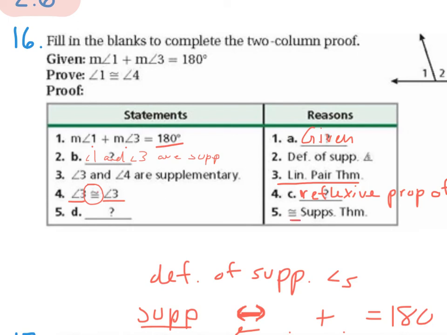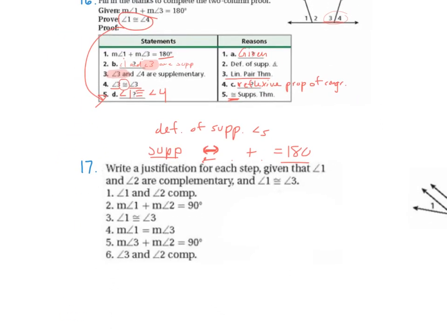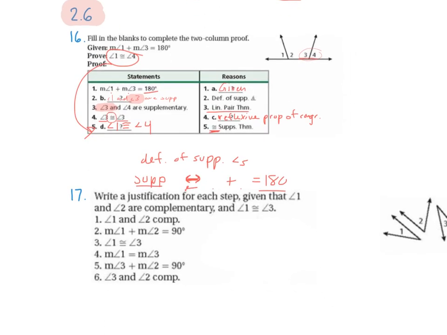And now because of the congruent supplements theorem, we know that if two angles are supplements to the same angle, so two angles meaning 1 and 4 are both supplements to angle 3, because we know angle 3 is equal to angle 3, therefore they are equal to each other. So we can say that angle 1 is congruent to angle 4. We also know that this will be our last step because it's what we're trying to prove. So once we prove that, there's no more steps. So that's 16. Now let's look at 17.